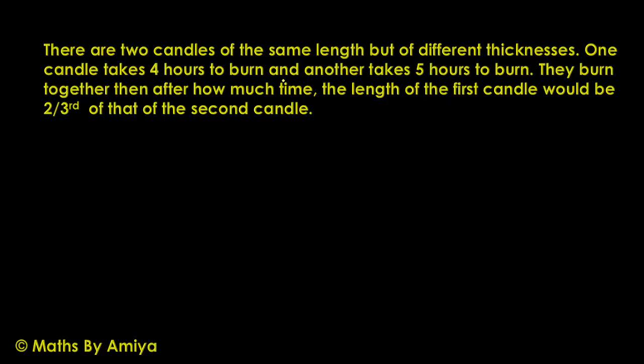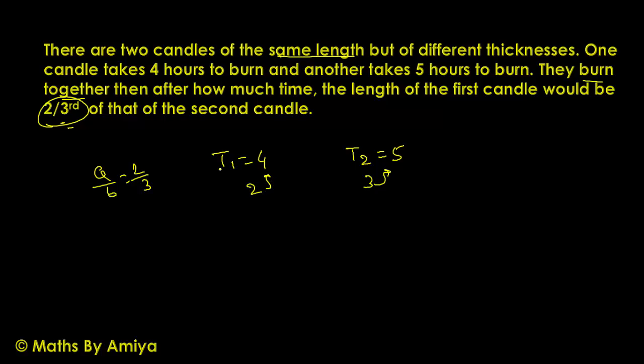The question is the same. We have the same length burned together. What do we have? T1 is 4 hours, T2 is 5 hours. The fraction A by B is 2 by 3, and "of" refers to the second one. So 3 goes with the second and 2 goes with T1.